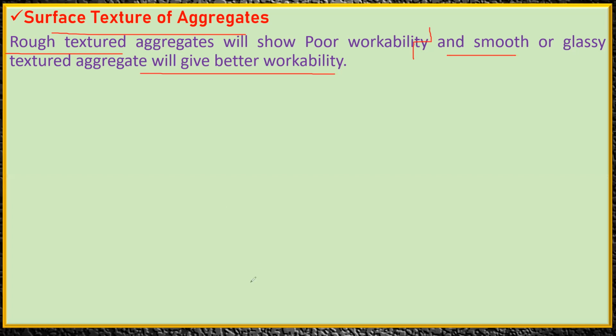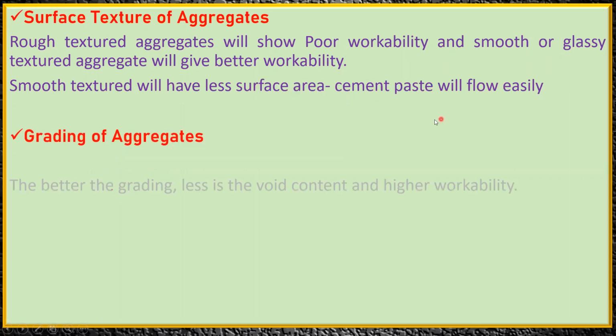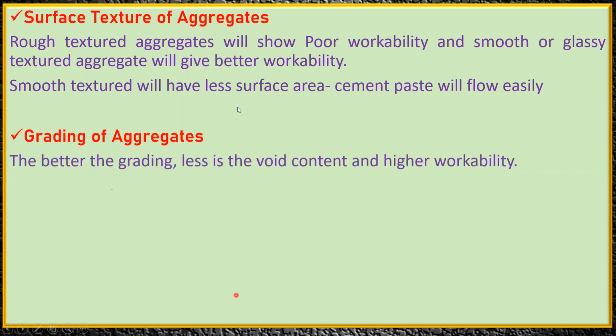And the last point what we have is, yeah, it's written here, smooth texture will have less surface area, as I explained. So cement paste will flow easily. And the last one what we have is the grading of aggregate. And grading of aggregate we have already seen. We have well graded aggregate and we have poorly graded aggregate.